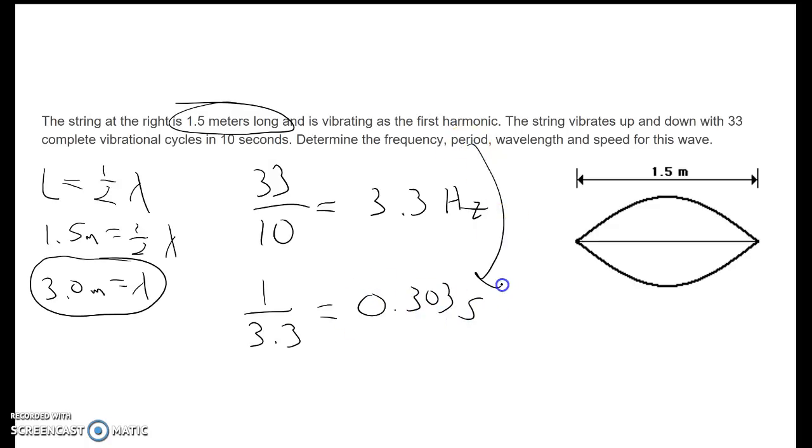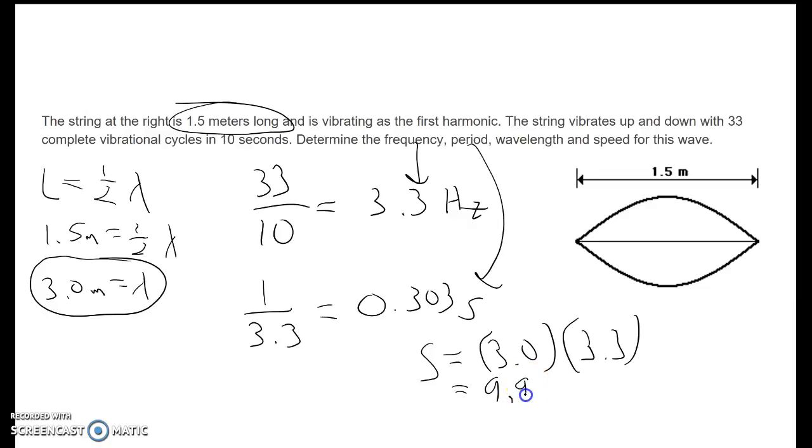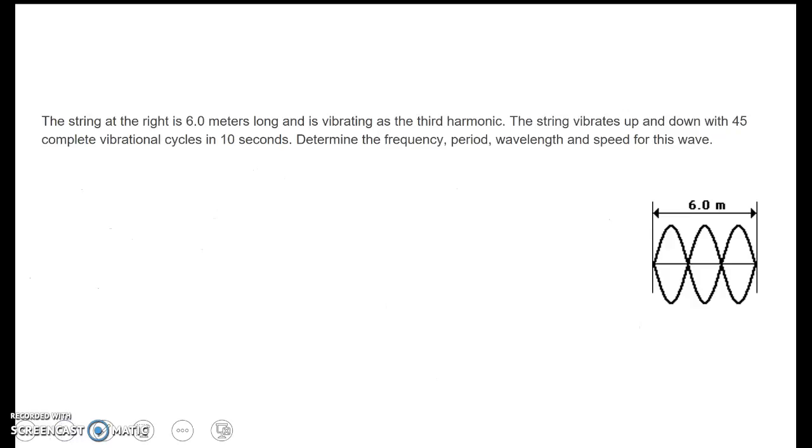So period, frequency, wavelength, and then speed, remember, is just frequency times wavelength. So we take our wavelength of 3, multiply by 3.3 for our frequency, and our speed is 9.9 meters per second. And so the speed of our wave is 9.9 meters per second. So we can use harmonics to do all the same math that we've done before. Okay, let's look at another one, just to be sure we're good.